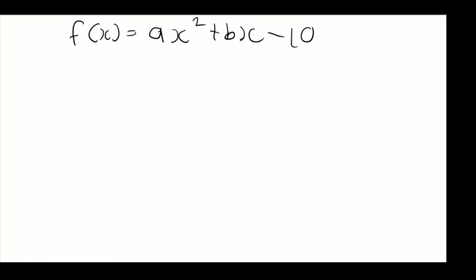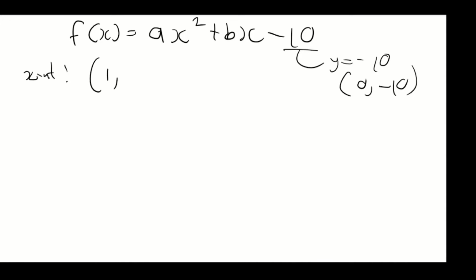So to find our equation of f, we know that f of x equals ax squared plus bx minus 10, meaning that our y-intercept is y equals minus 10. So in coordinate form, it's (0, minus 10). And we know our x-intercepts that we found to be (1, 0), and the given one is (5, 0).